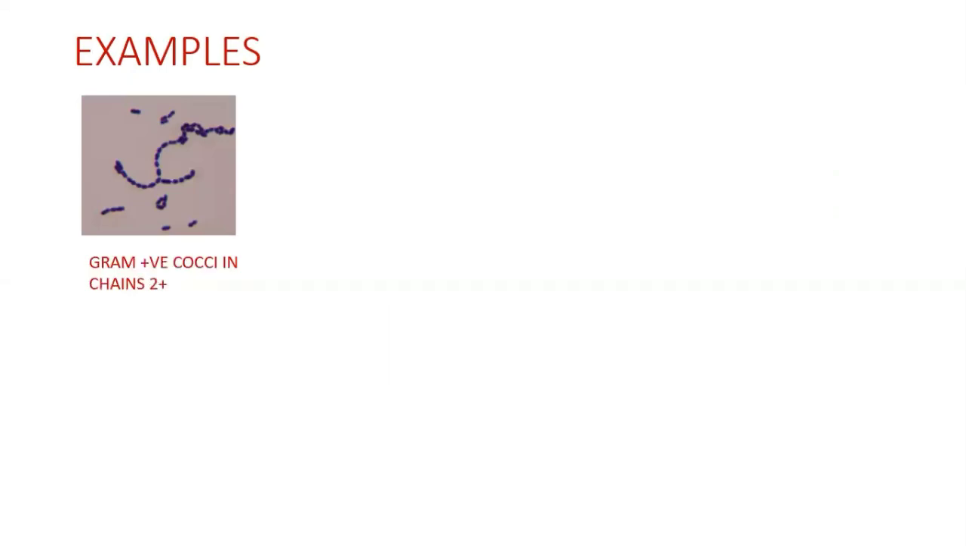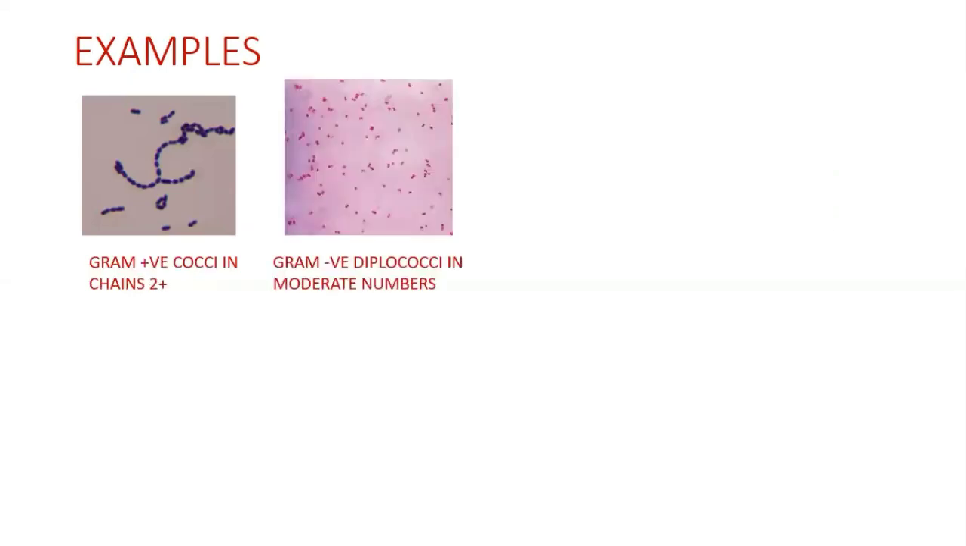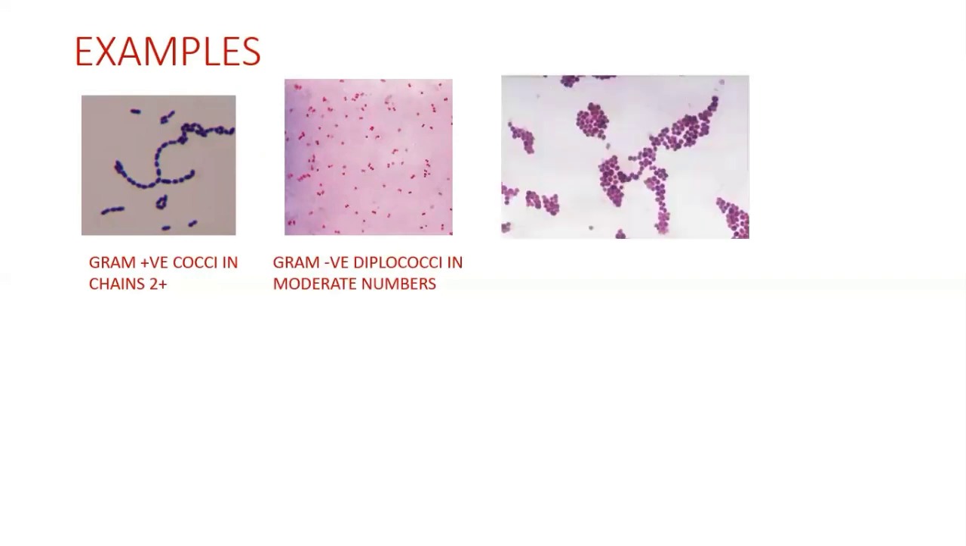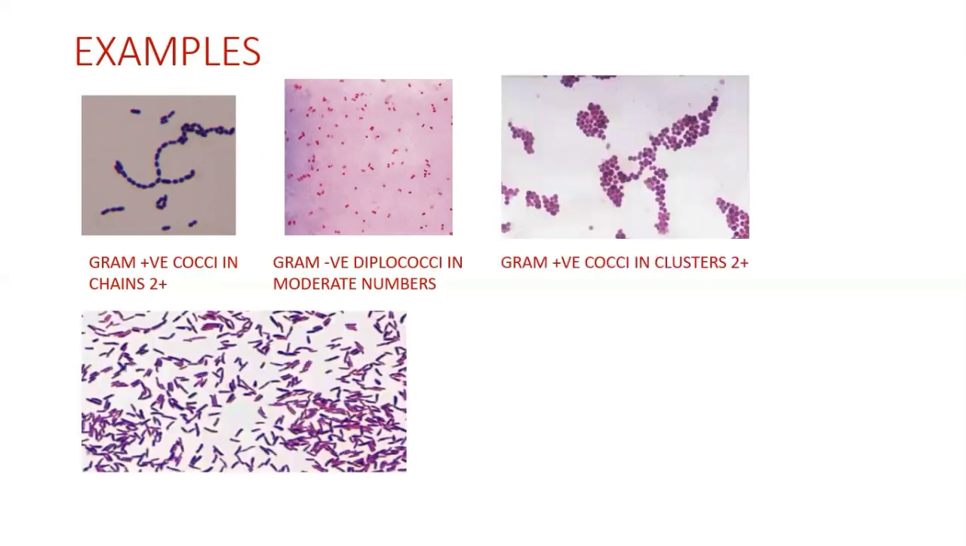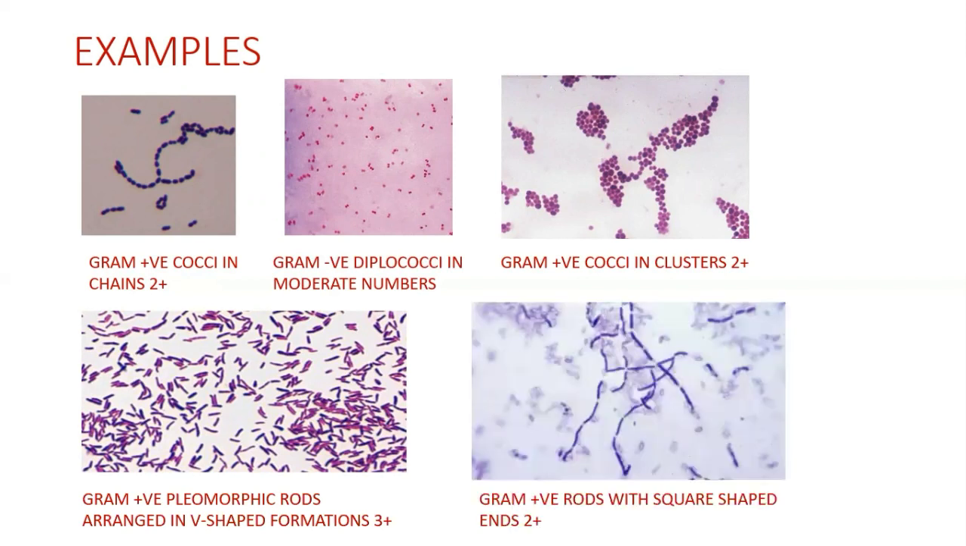Here are some results of the gram staining procedure. Gram-positive cocci in chains 2+. Gram-negative diplococci in moderate numbers. Gram-positive cocci in clusters 2+. Gram-positive pleomorphic rods, that is, they vary in shape and arranged in V-shaped formations 3+. Gram-positive rods with square-shaped ends 2+.